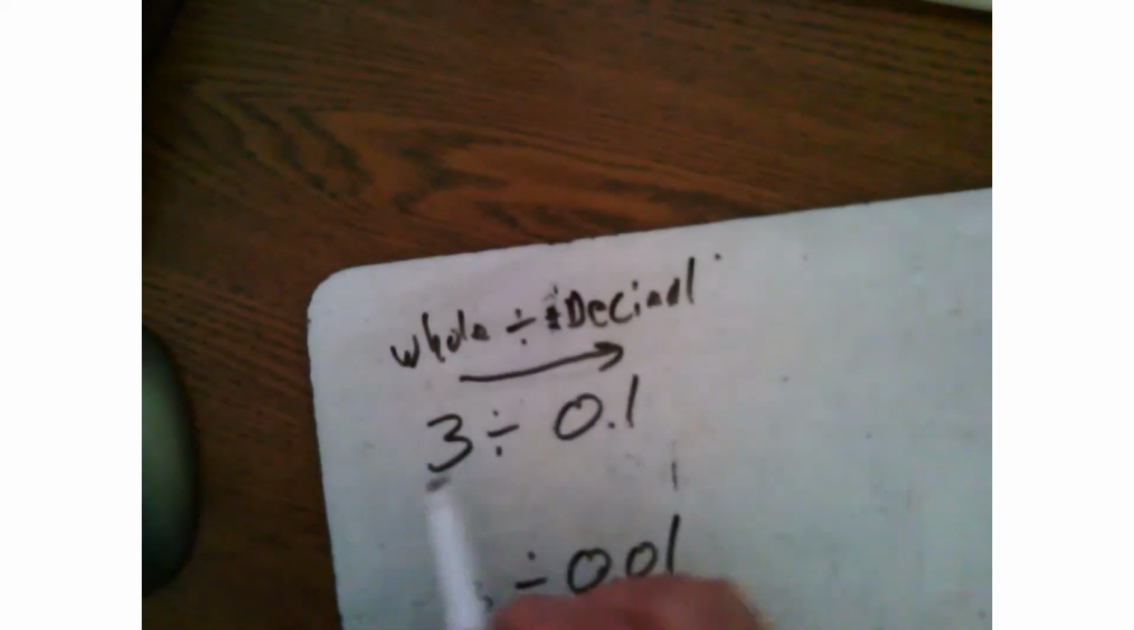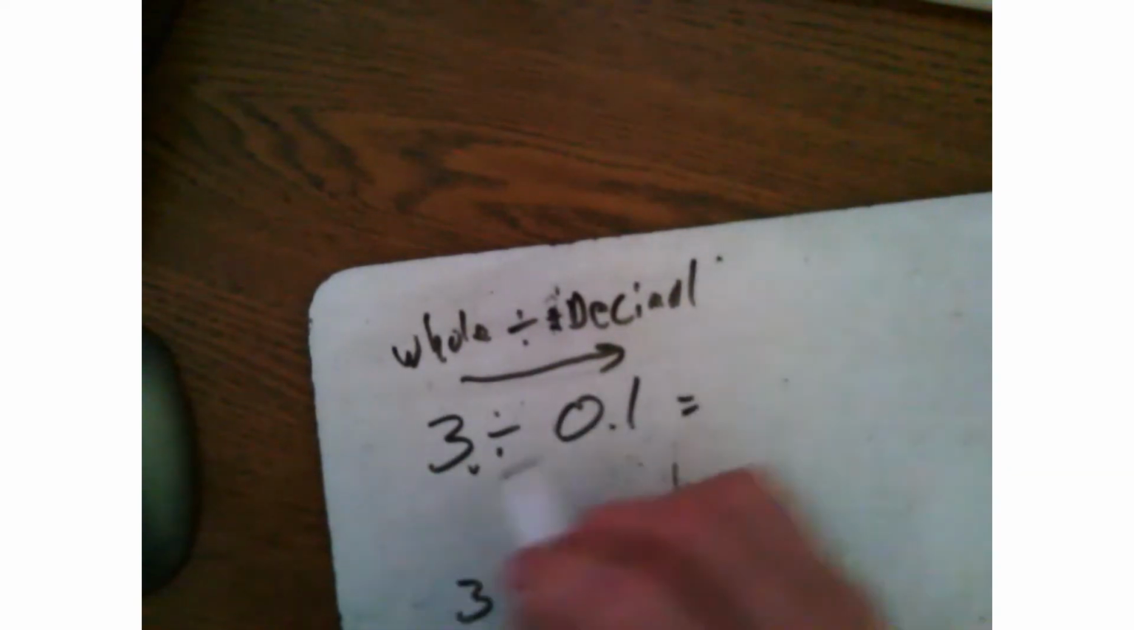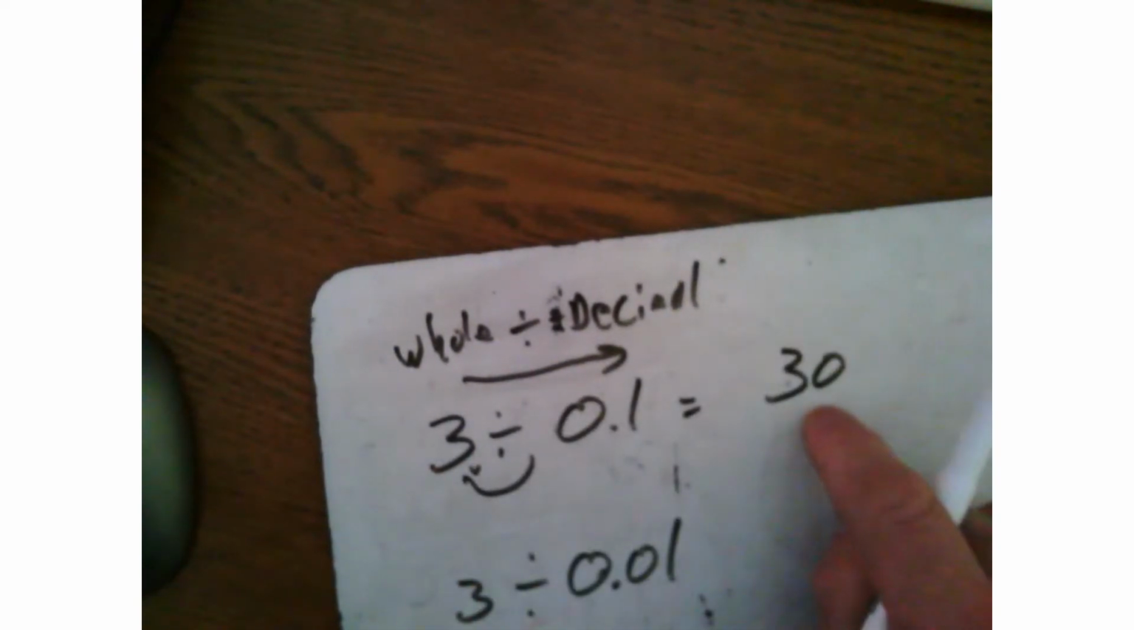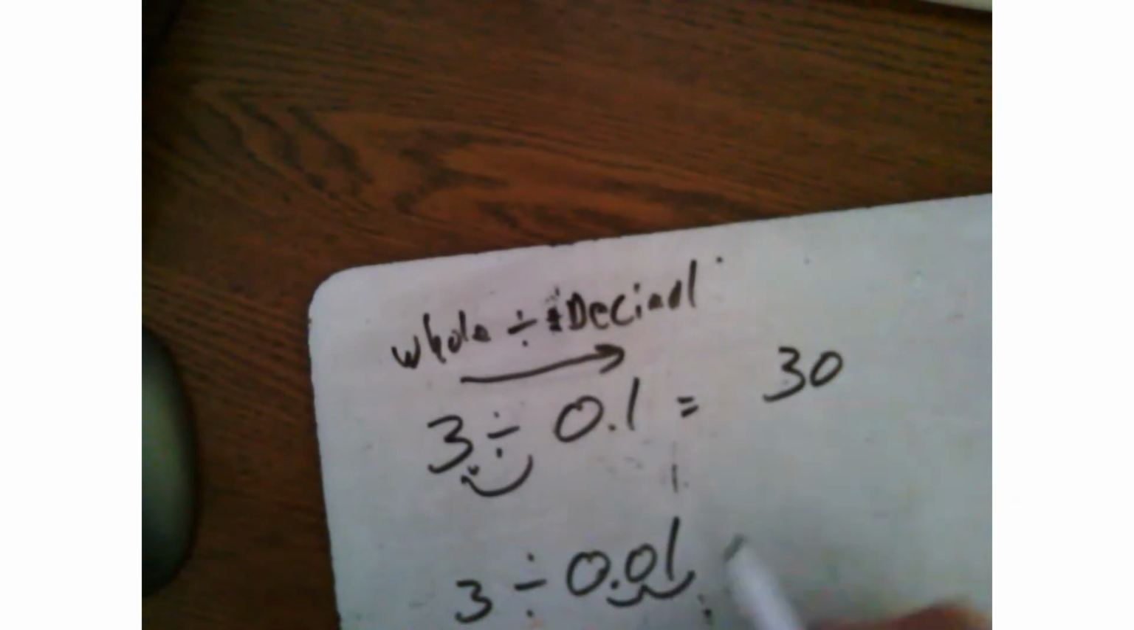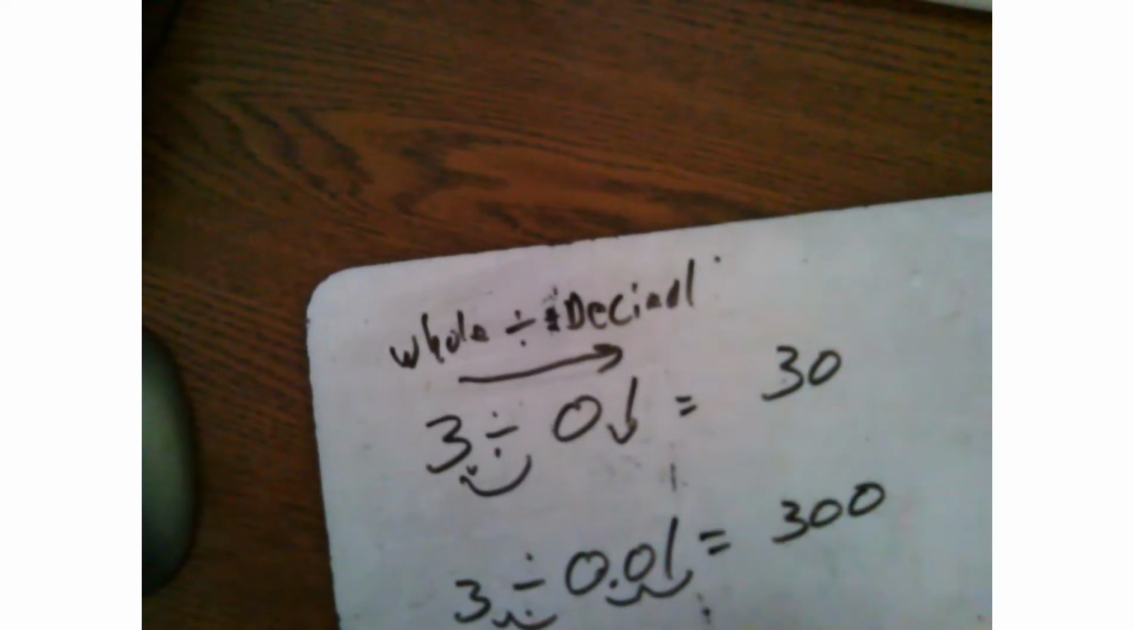That's going to shift this way. So 3 divided by 1/10. The decimal always starts there in a whole number. That's going to shift to 30. I'm going to show you why in a minute. This is going to shift 2 places to 300, and this will shift 3 places to 3,000.